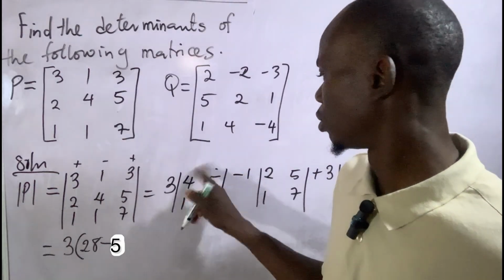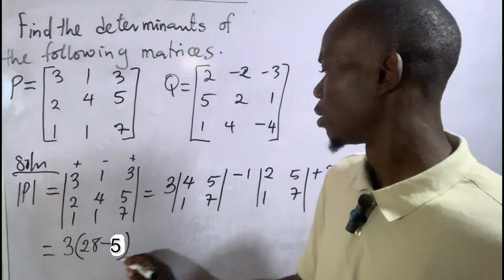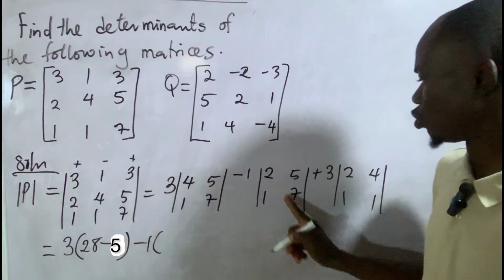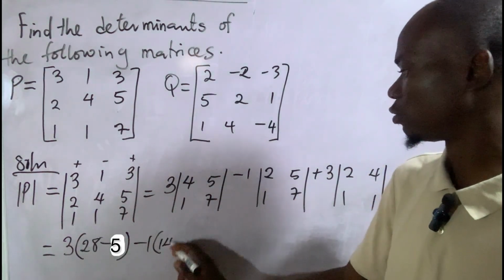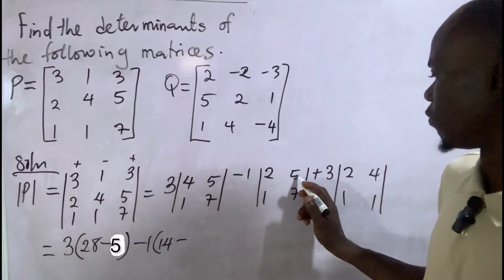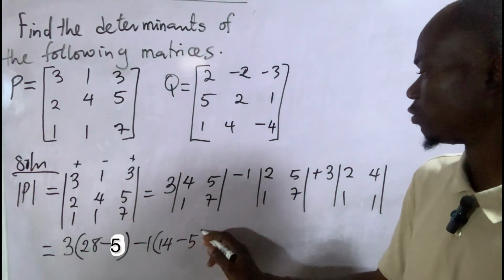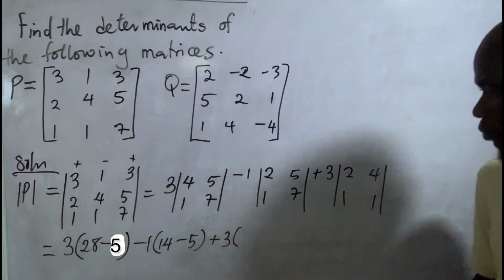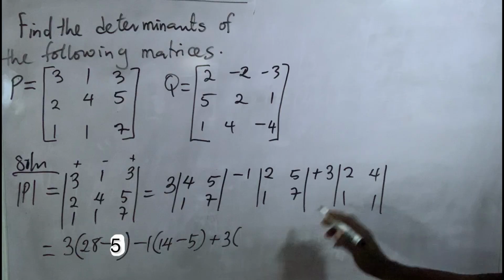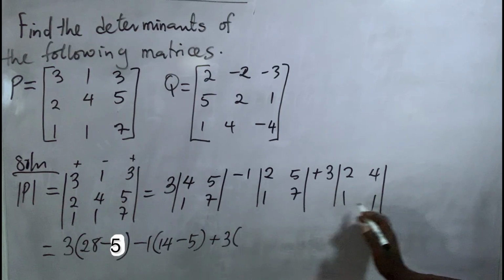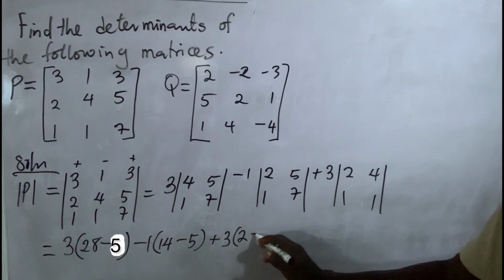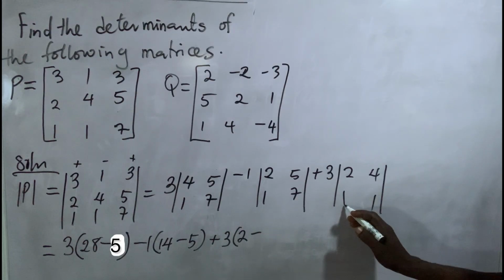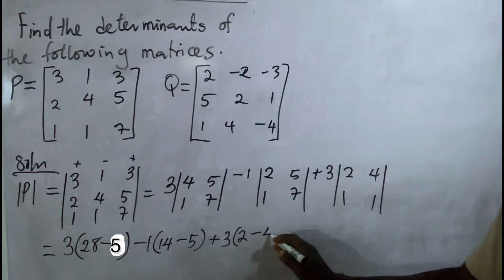Okay? So let's take that out. So now we have minus 1 into 2 times 7, 14, minus 5 times 1, 5, plus 3, open brackets. Okay? So we have 2 times 1, 2, minus 4 times 1, 4.